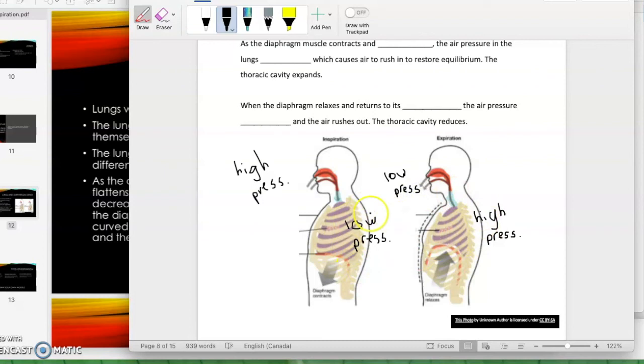So again, this is all about pressure differences, and that's what the diaphragm muscle is doing. When it's contracting, it creates an area of low pressure. There's less air in the lungs as this space gets bigger, so new air has to rush in. When the diaphragm relaxes, it creates a high pressure area inside the lungs, so air rushes out to go to this area of lower pressure.